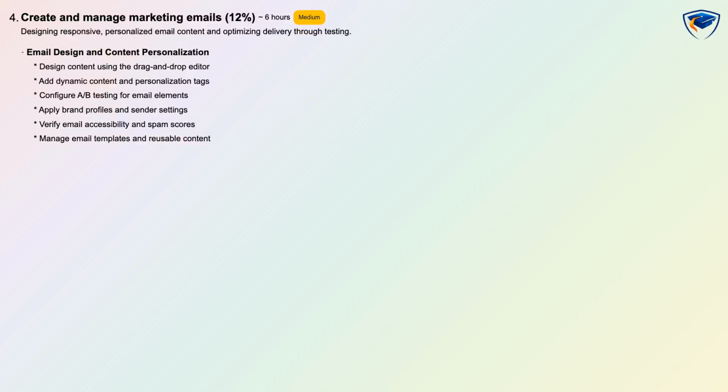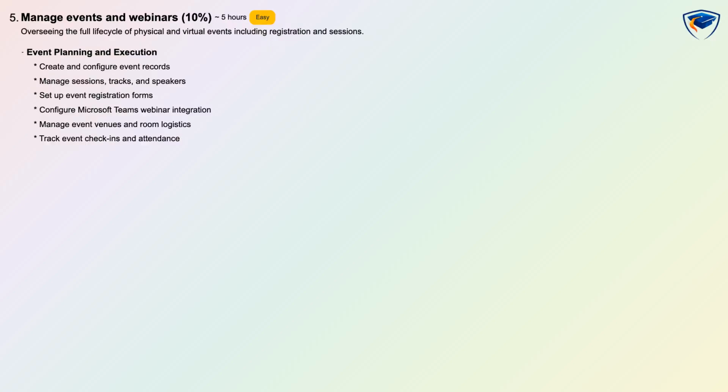In the fifth domain, Manage Events and Webinars, you will learn how to oversee the full life cycle of physical and virtual events, including registration and sessions. This domain will take up 10% of the exam and will cover topics such as event planning and execution. You will learn how to create and configure event records, manage sessions, tracks, and speakers, set up event registration forms, configure Microsoft Teams webinar integration, manage event venues and room logistics, and track event check-ins and attendance. This domain is expected to take around 5 hours to learn and will be assessed through scenario-based questions.